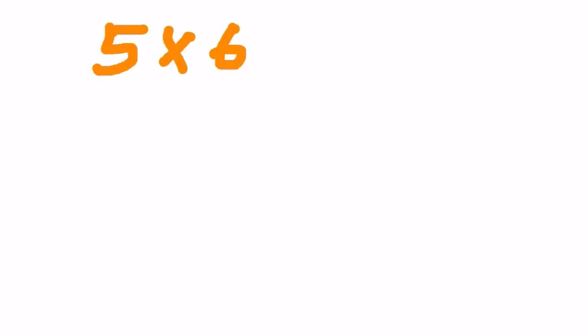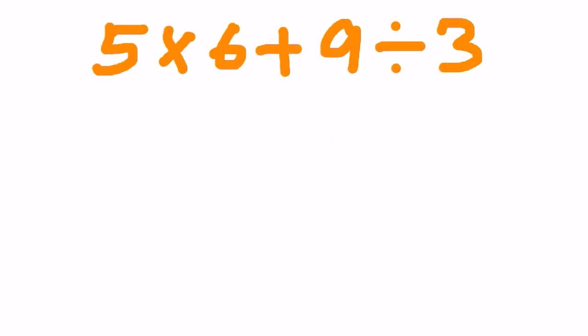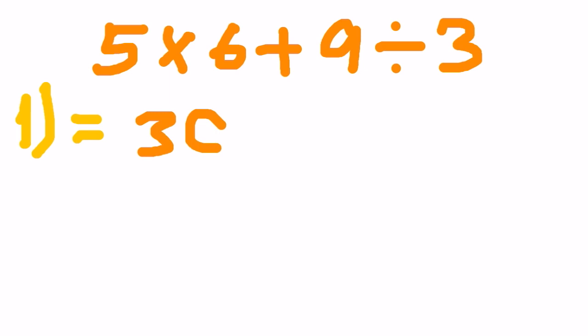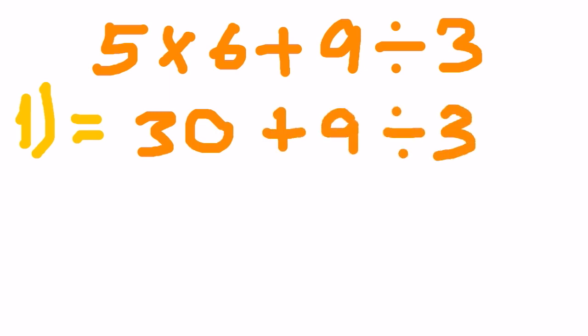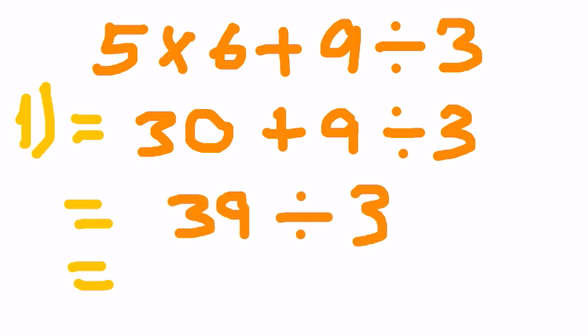So say I have an expression that looks like this, and I want to find the answer to it. There are a couple different ways I could do this. The first way, I could multiply the 5 and the 6 to get 30. And then after that, I could add the 30 and the 9 to get 39. And finally, I can divide the 39 and 3 to get 13.